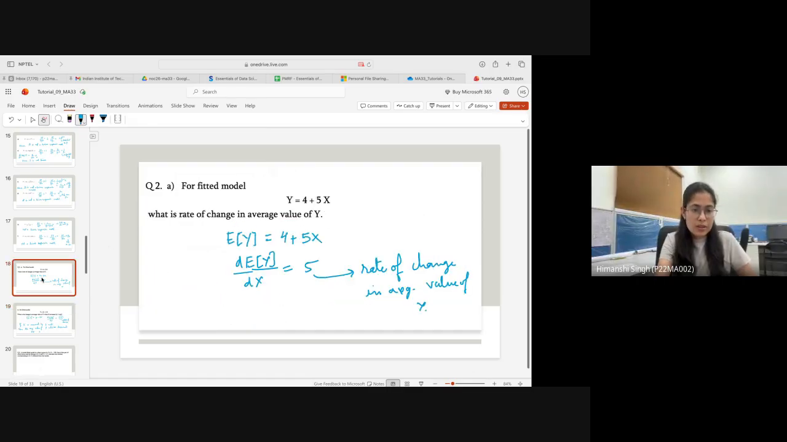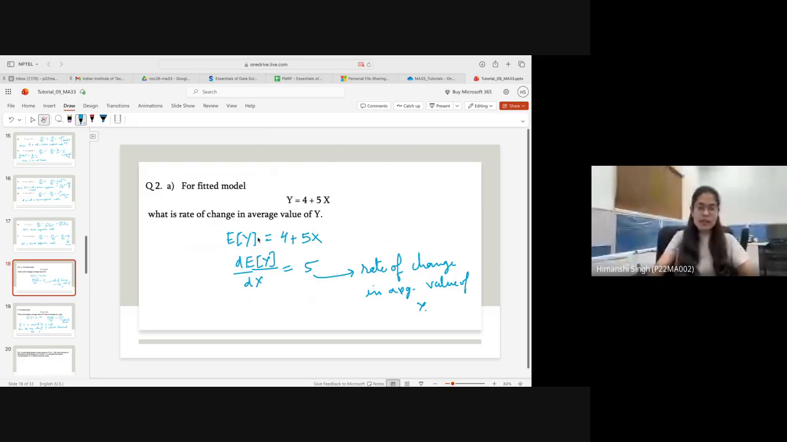So let me start it again. So this question I was doing. This fitted model is basically y equals 4 plus 5x. It is asked what is the rate of change in the average value of y. So what is the average value of y?